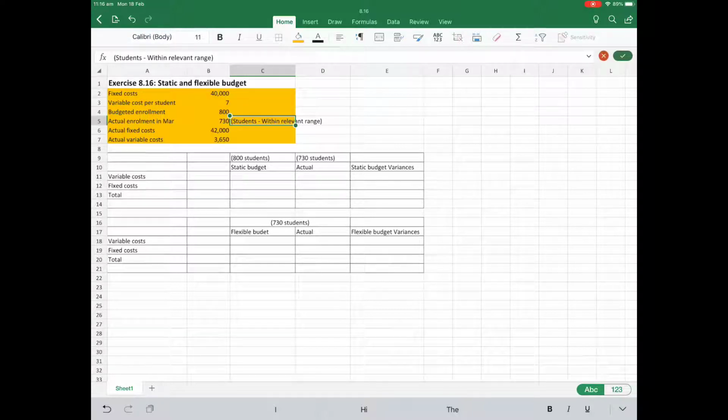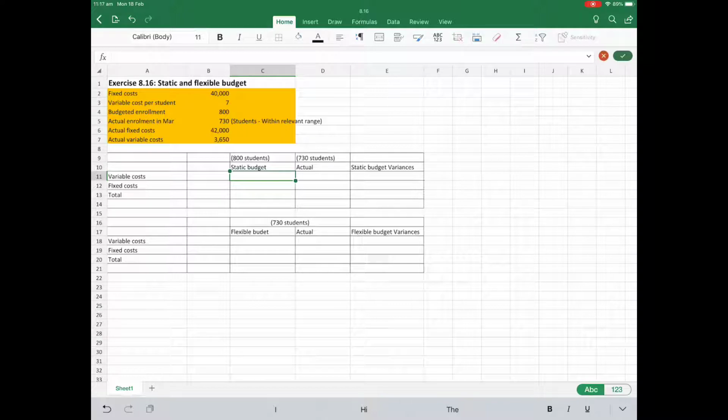Now, why do they have to say these 730 students are within the relevant range? That is because the fixed cost is relevant only within a range. For instance, from 0 to 800 or 1,000 students it is 40,000, but maybe above 1,000 students, additional fixed cost will have to be incurred. So when they say within the relevant range, it means that the fixed cost is still 40,000. That applies to the question.